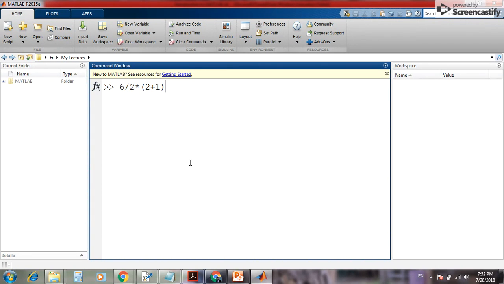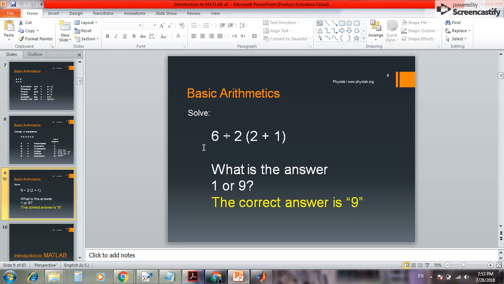So once you write this, you press enter, you get the answer 9. And as we discussed earlier, the first thing that is happening is it's solving these parentheses, which is 2 plus 1, you get 3. And then you divide 6 by 2 first, and then that 3 is multiplied by that answer. So 3 into the answer, you get 9. Right? So this means that MATLAB does follow the precedence rule.